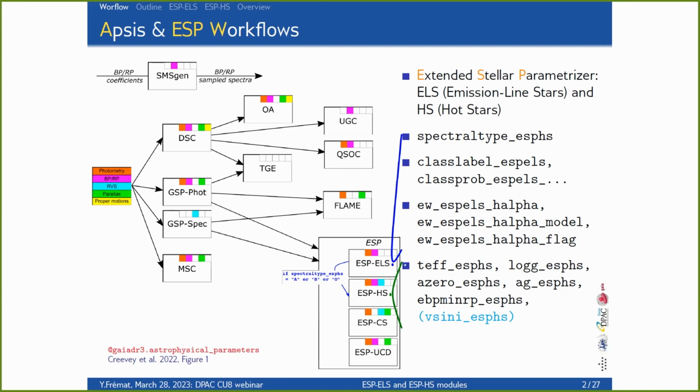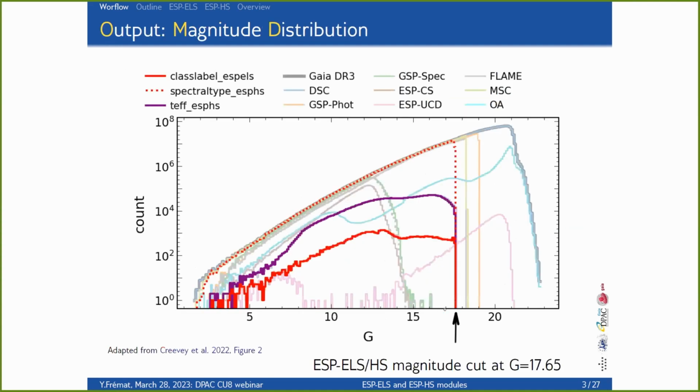The hot star package is really a stellar parameterizer, which provides the astrophysical parameters of the stars. It provides effective temperature, surface gravity, and interstellar extinction, and when the RVS data is available, it also provides an estimate of the line broadening in the RVS spectrum.